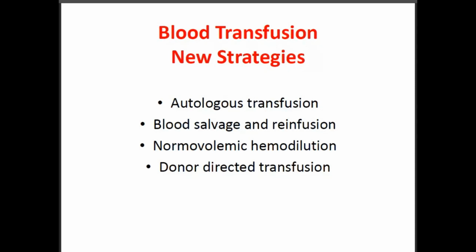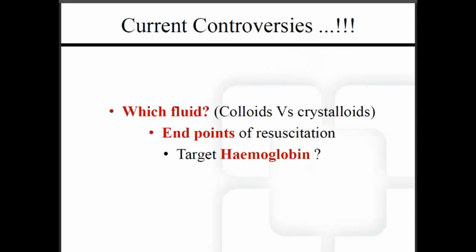Now there are techniques, autologous transfusion. In autologous transfusion, you take blood that is similar. Blood salvage and reinfusion, you take blood from the patient and you put it again in him. Normovolemic hemodilution is another technique, which is very important, and donor directed transfusion. We bring the blood from a specific donor to a specific patient.